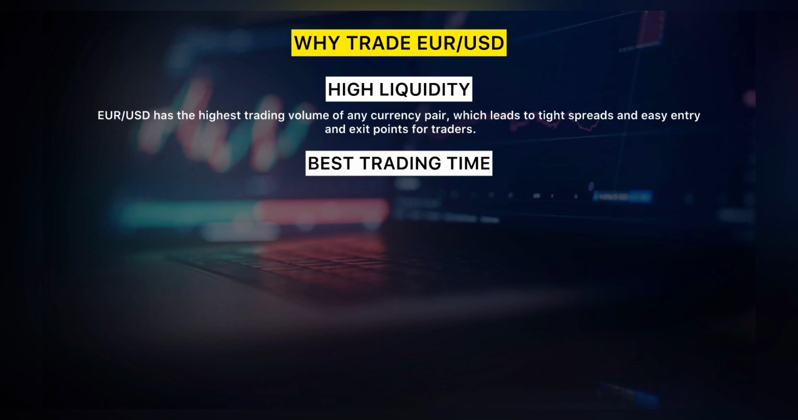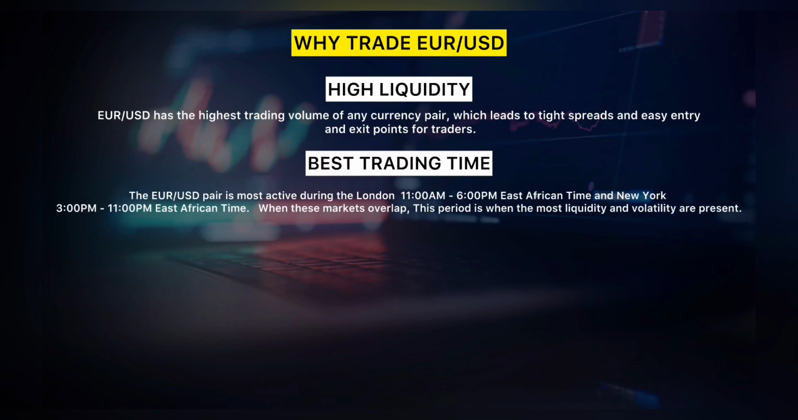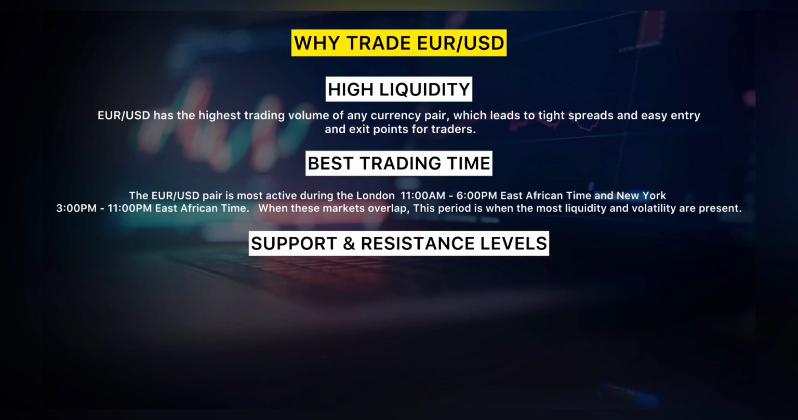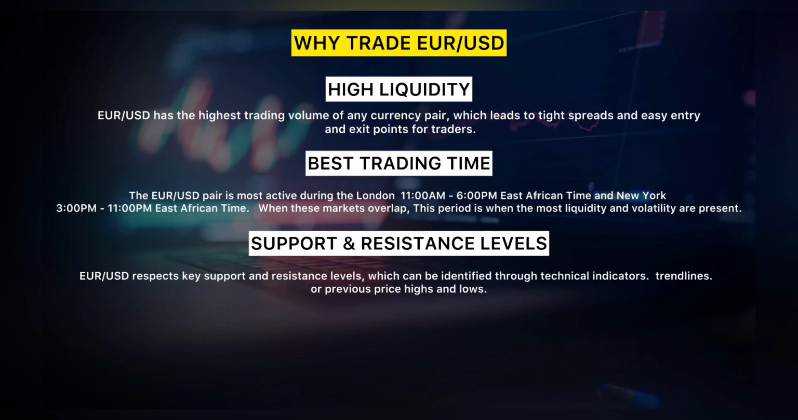Best trading time. The euro to US dollar pair is most active during the London session, 11 a.m. to 6 p.m. East African Time, and the New York session, 3 p.m. to 11 p.m. East African Time. When these markets overlap, this period is when the most liquidity and volatility are present. Support and resistance. Euro to US dollar respects key support and resistance levels, which can be identified through technical indicators, trend lines, or previous price highs and lows.